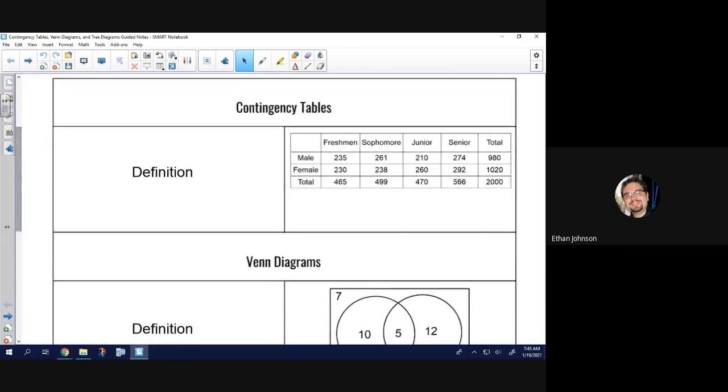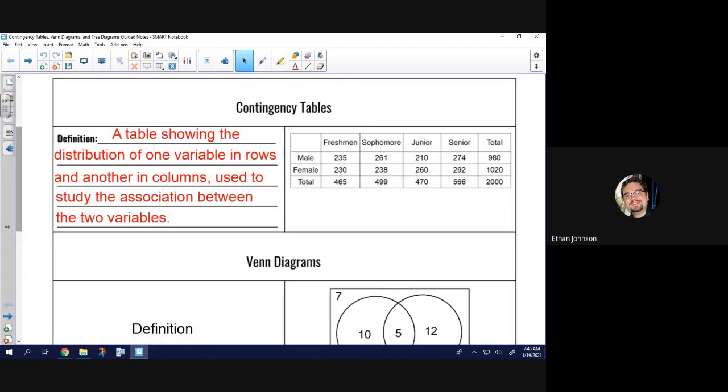So the first type is called a contingency table. A contingency table is a table showing the distribution of one variable in rows and another variable in columns, used to study the association between two variables.